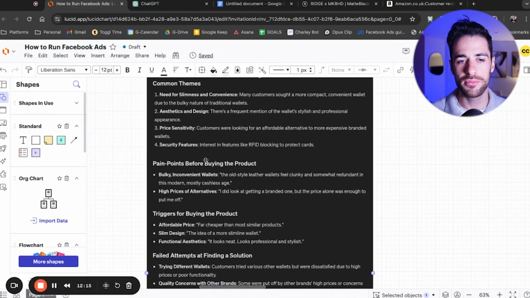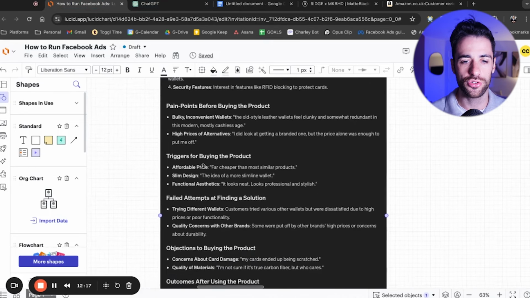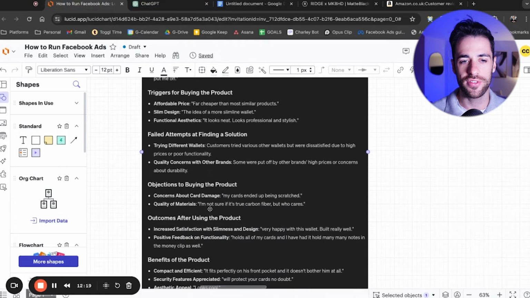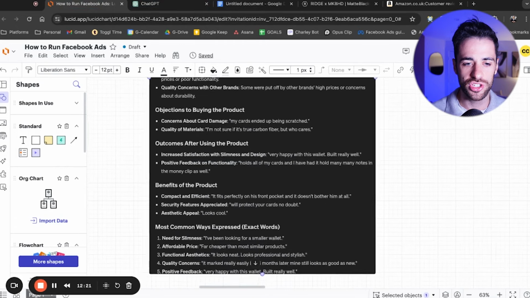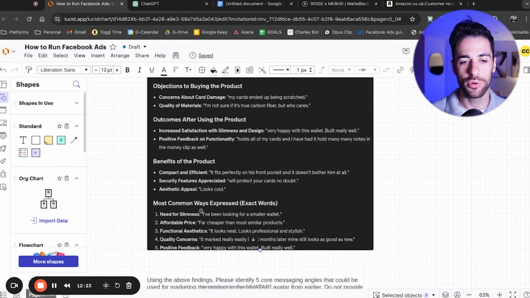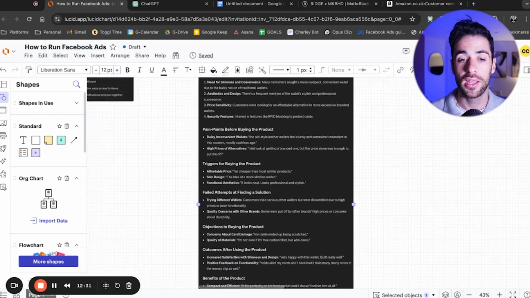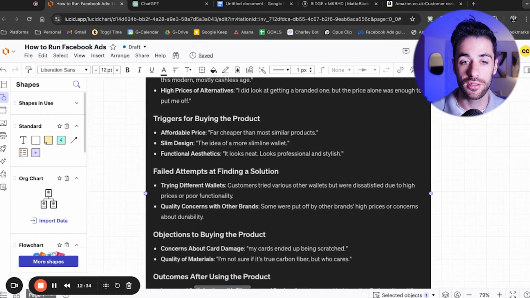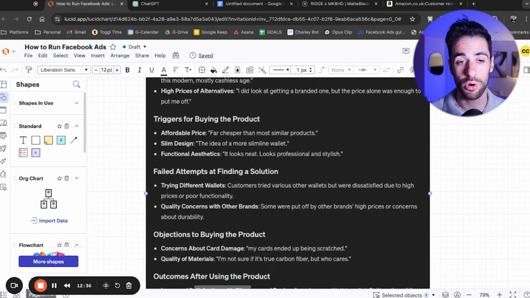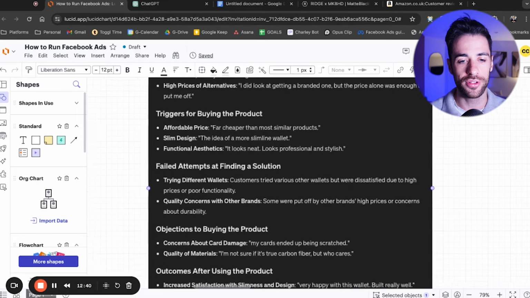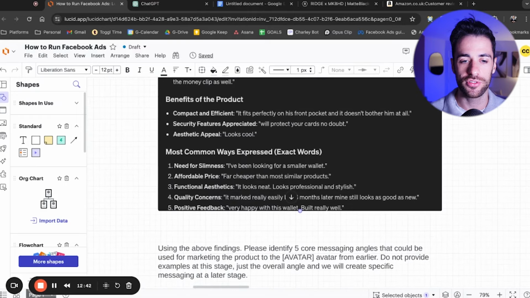So you can see common themes, pain points before buying the product, triggers for buying the product, failed attempts to find a solution, objections, okay, and the most common ways expressed. So we have all this information from the reviews. We can use this in our actual messaging, in our copy, in how we're storyboarding our videos, or what we're showing in our images. This really is the gold. This makes all the difference in getting performance from Facebook ads.